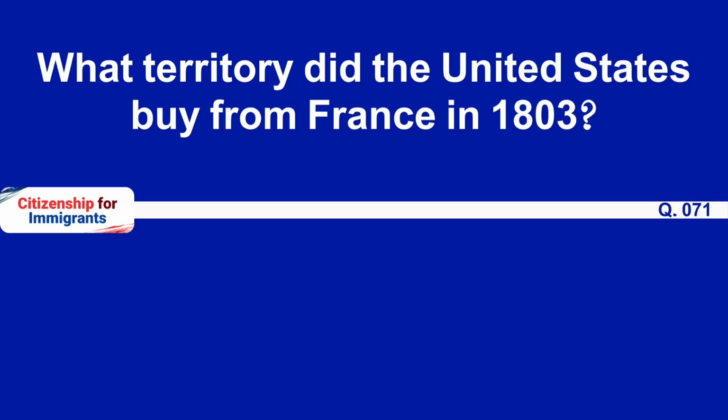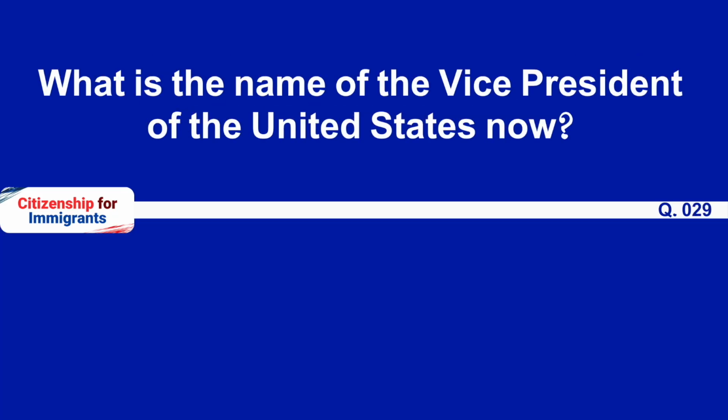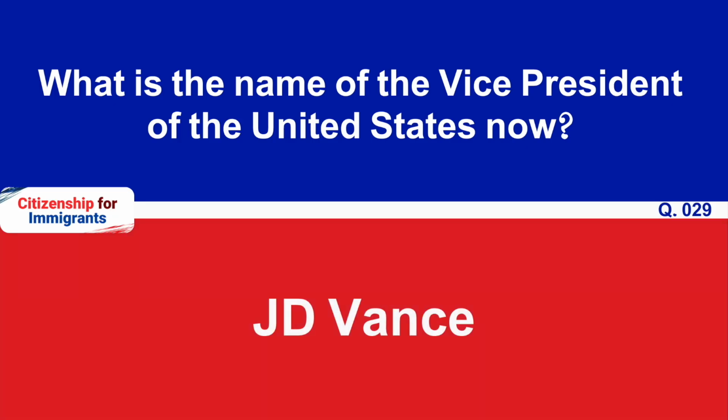What territory did the United States buy from France in 1803? The Louisiana Territory. What is the name of the Vice President of the United States now? J.D. Vance.